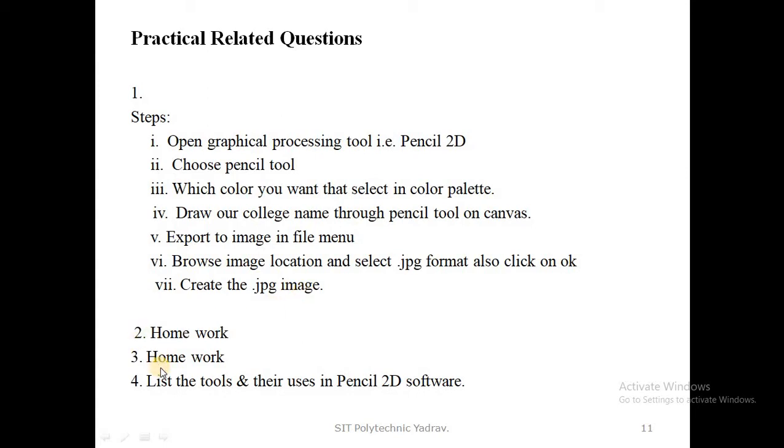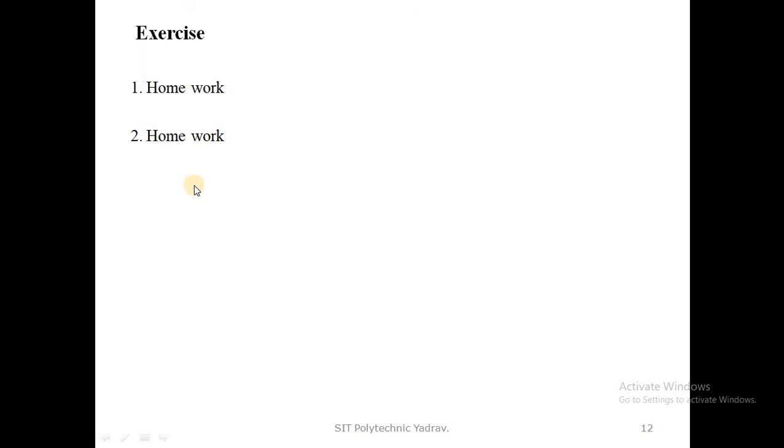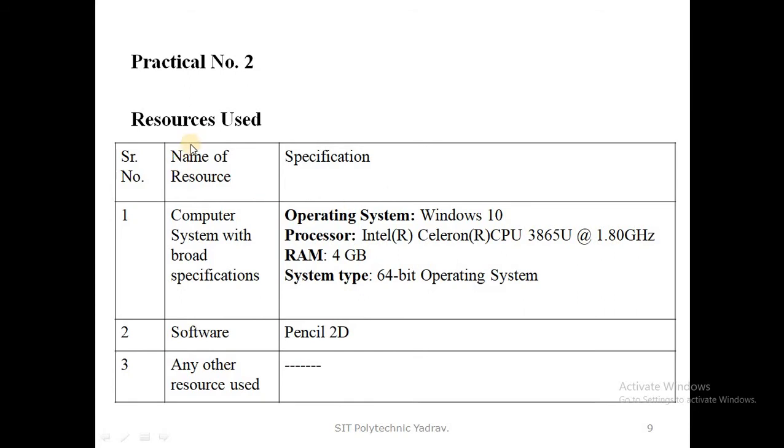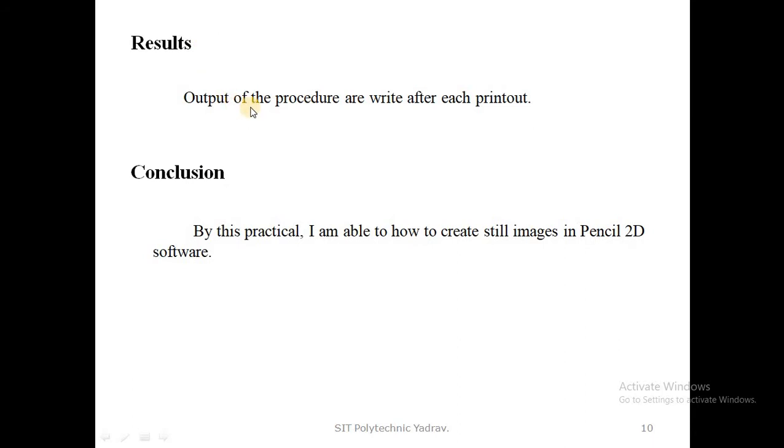Questions 2 and 3 are homework for you, and extra questions are added. List the tools and their uses in the Pencil 2D software; write the list of tools and their uses. There are 2 exercise questions, which are also homework for you. Now, how to write the resource table: Pencil 2D software is used. In the result, write the output of this procedure, with a printout. For the conclusion, write: by this practical, I am able to create still images in the Pencil 2D software. In short, we create still images.